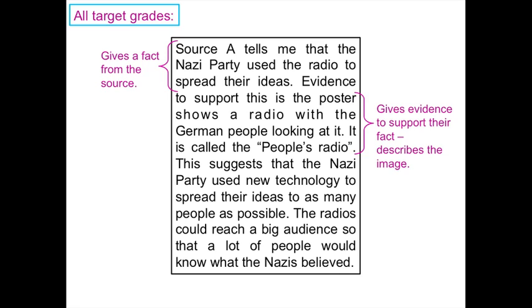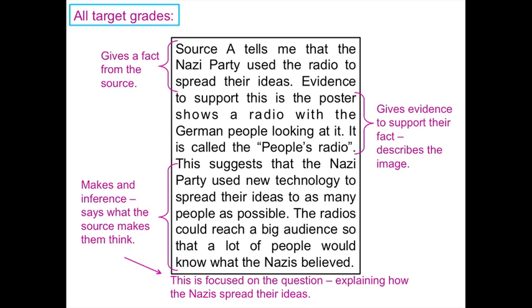You can do that, or you can give just one, as long as there is specific, clear evidence, either describing the image or quoting from the source. Then they go on to give us an inference. This suggests that the Nazi Party used new technology to spread their ideas to as many people as possible. The radios could reach a big audience so that a lot of people would know what the Nazis believed. They've made an inference here, and this inference is focused on the question. It's explaining how the Nazis spread their ideas. So we've got clear fact, evidence, inference, focused on the question. Therefore, this would be 4 out of 4 marks.